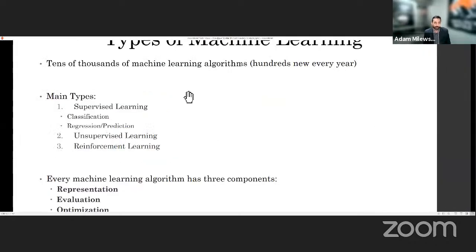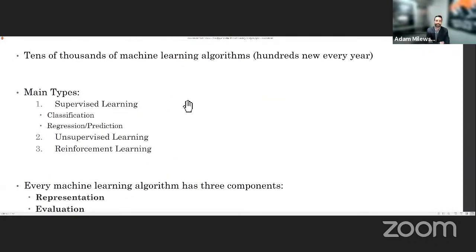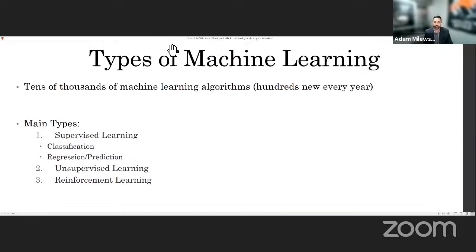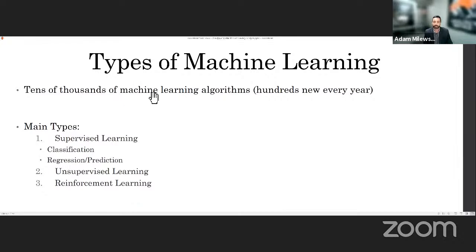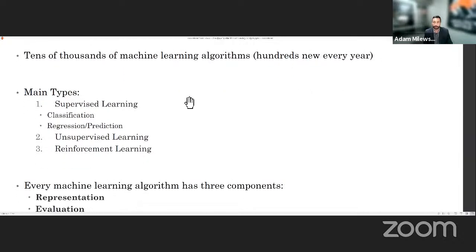So there are tens of thousands of machine learning algorithms, hundreds of them new every year. So before I can get ahead, if somebody asks me what's the best algorithm, there is no best algorithm, right? There are hundreds of thousands of them. I will give you the main types and then some examples of each.